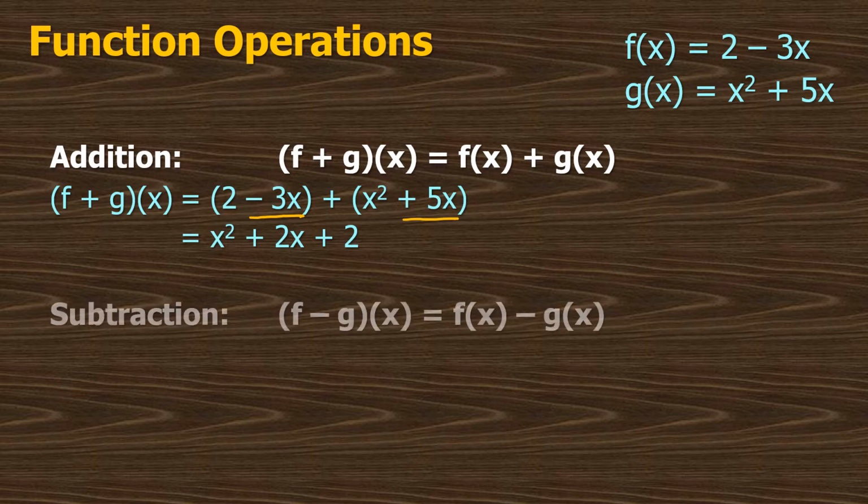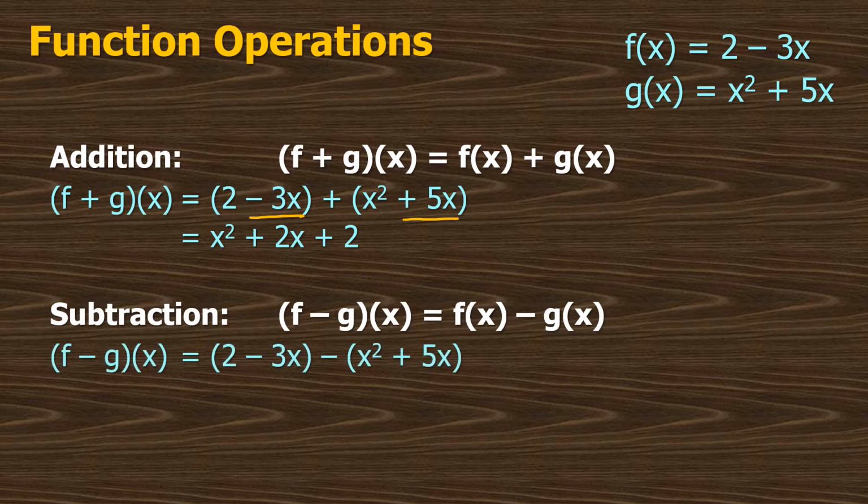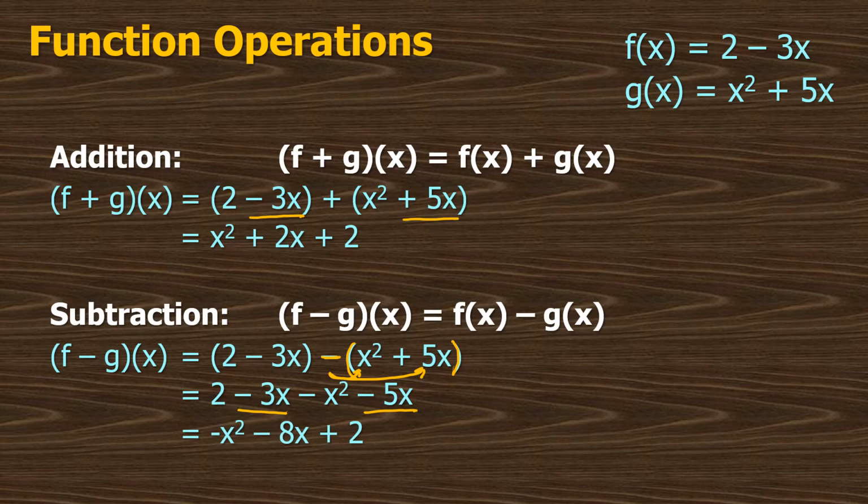We'll move on to the next operation, which is subtraction. Really, it's not going to be that drastically different, but there is still a key difference. If you are going to subtract f by g, remember to use parentheses. It's imperative that you remember to use parentheses because this negative needs to be distributed. You need to take the negative x squared and a negative 5x to produce those terms. Many students are quick to do the negative x squared, but fail to actually distribute it over to the 5x. Then when you find your like terms, which in this case are negative 3x and negative 5x, you can come up with an answer that is negative x squared minus 8x plus 2.